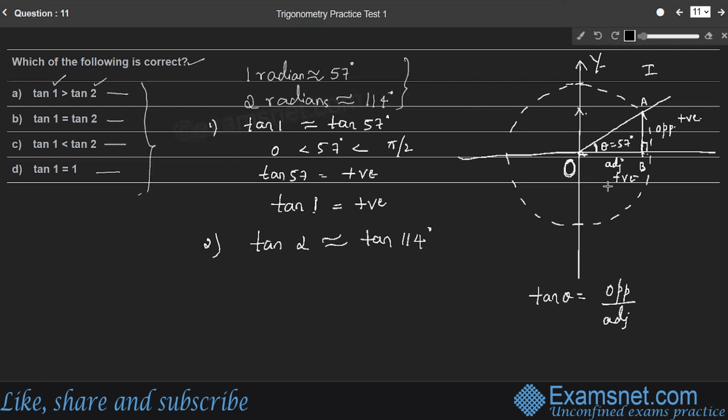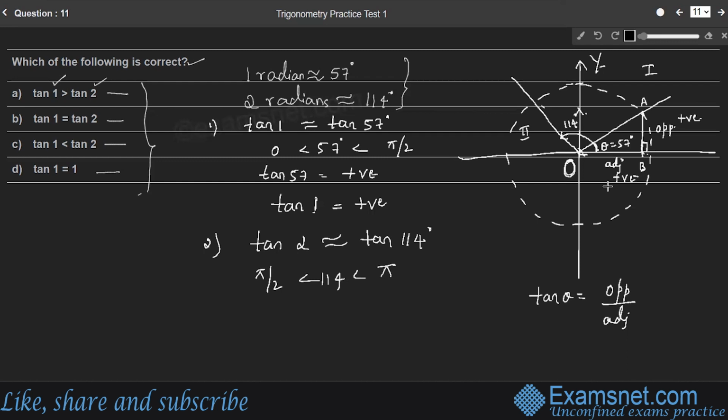Here 114 degree lies in the second quadrant, right? Because this angle lies between pi by 2 and pi, 90 degree and 180 degree. Therefore, 114 degree lies in the second quadrant. So always angles are measured from the positive x-axis. So we have to take 114 as theta.